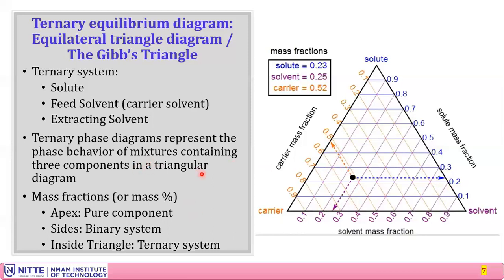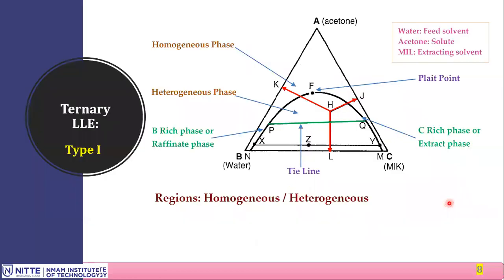Now the important part here is that we can draw the composition and find out whether it is miscible or not. That's the advantage of this particular diagram. Let's see that. Now this is a type 1 ternary LLE diagram. This is called the ternary LLE or binodal curve in general. This particular dark curve that you see here is the binodal curve. It is within the equilateral triangle diagram.